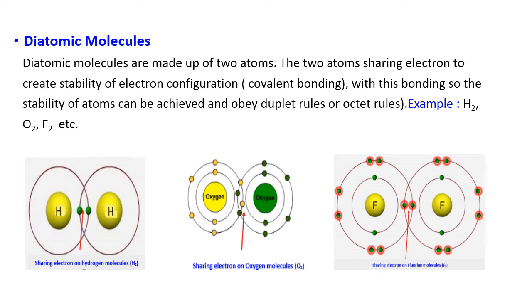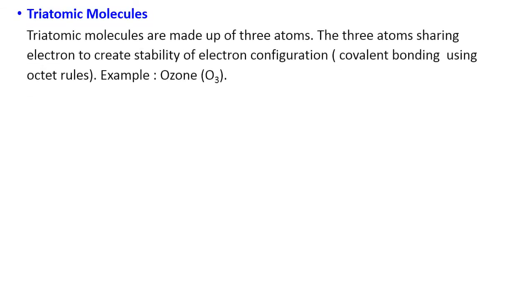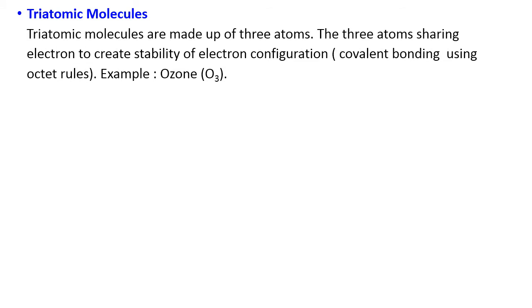Triatomic molecules. Triatomic molecules are made up of three atoms. The three atoms share electrons to create stability of electron configuration. As we know, the sharing of electrons is called covalent bonding, and this bonding uses the octet rule. An example of triatomic molecules is the ozone molecule, O3.